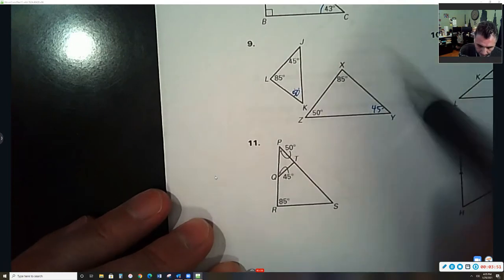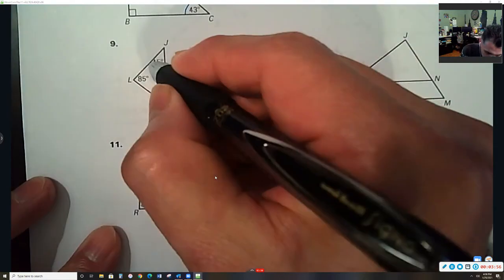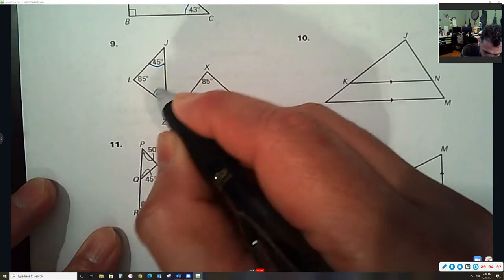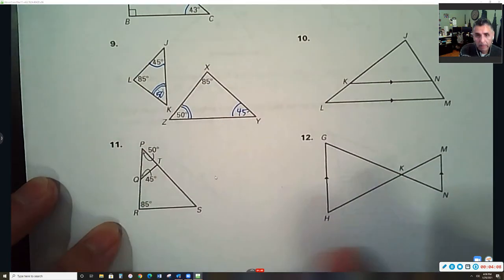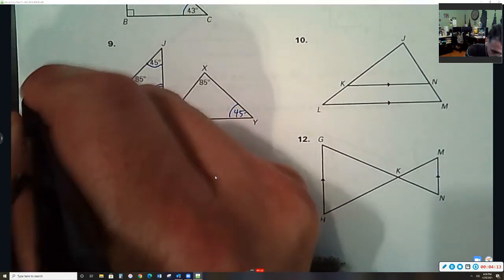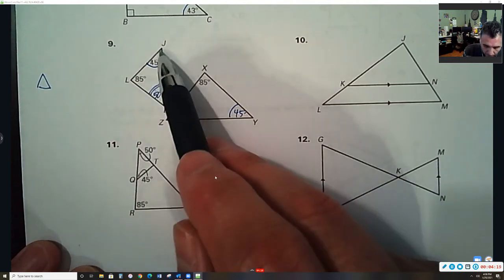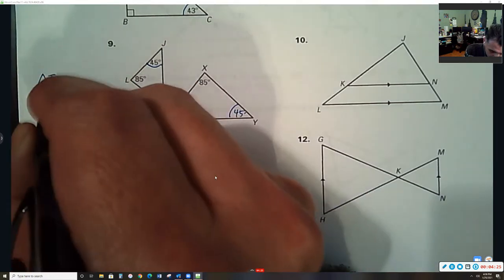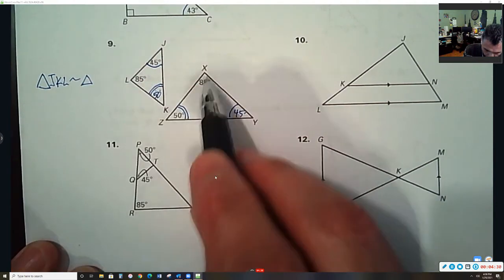So then again, I look at this one, and I always like to go from smallest to biggest. So my smallest angle is 45 degrees. And then I look at this one, okay, that's 45 degrees. And then the next big one is 50 degrees. So the next big one here is 50 degrees. So I do have 2 pairs of congruent angles. So these are similar. Okay, now we just need to write the similarity statement. So again, I'm going to go to this one here, and I'm going to write them in order from smallest to biggest. J, K, L is similar to triangle Y, Z, X.